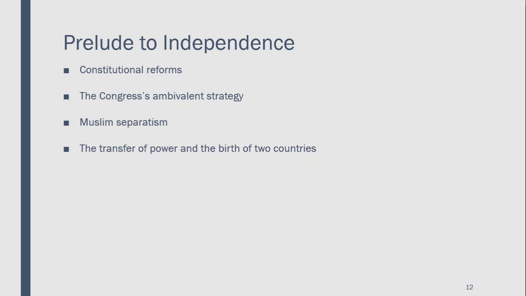The transfer of power and birth of two countries. The transfer of power was completed on August 14 in Pakistan and August 15 in India, held a day apart so that Lord Mountbatten could attend both ceremonies. With the birth of two independent nations, the British Raj formally came to an end on August 15, 1947.